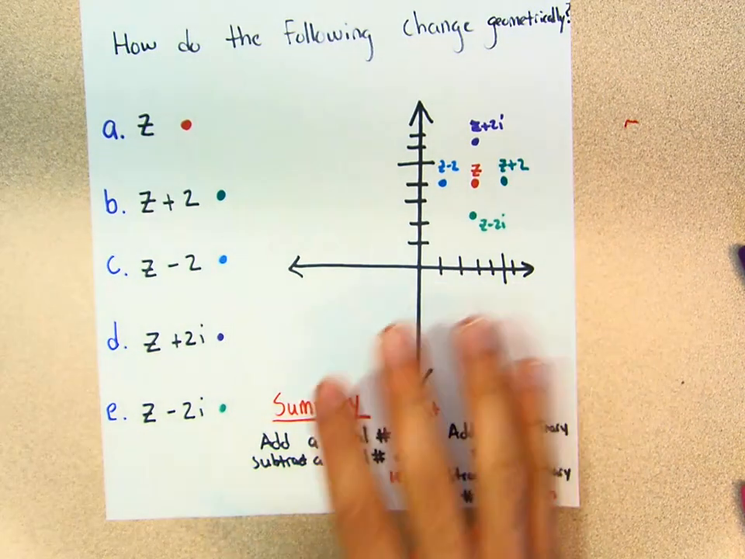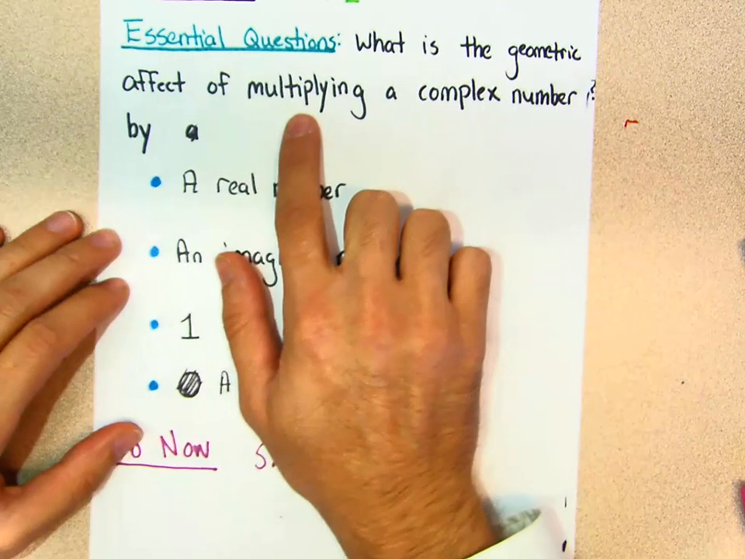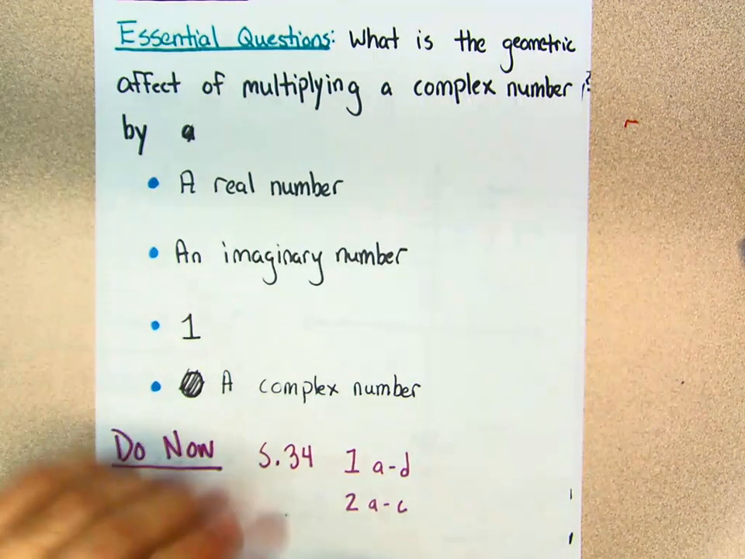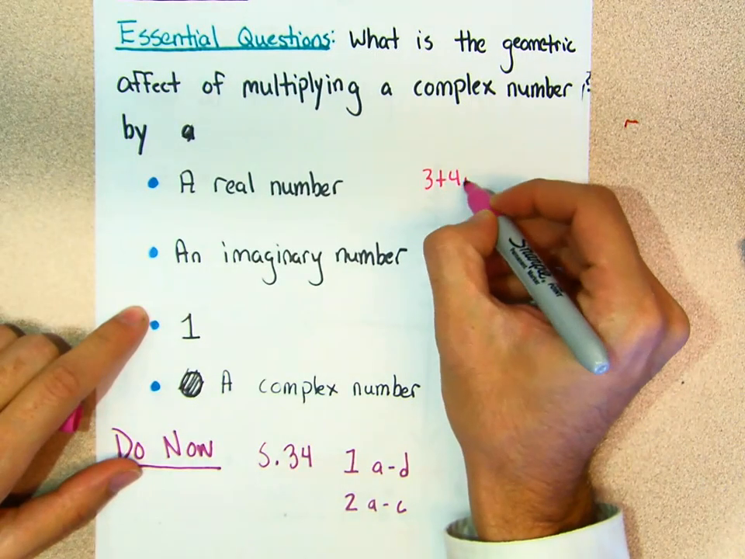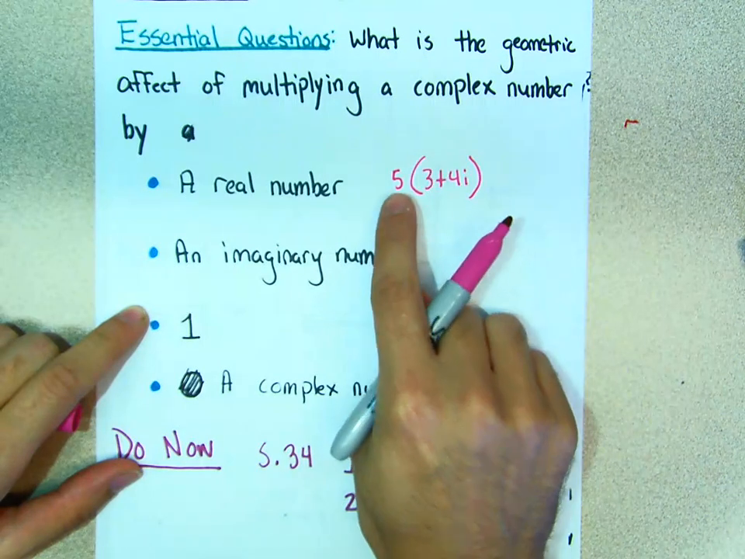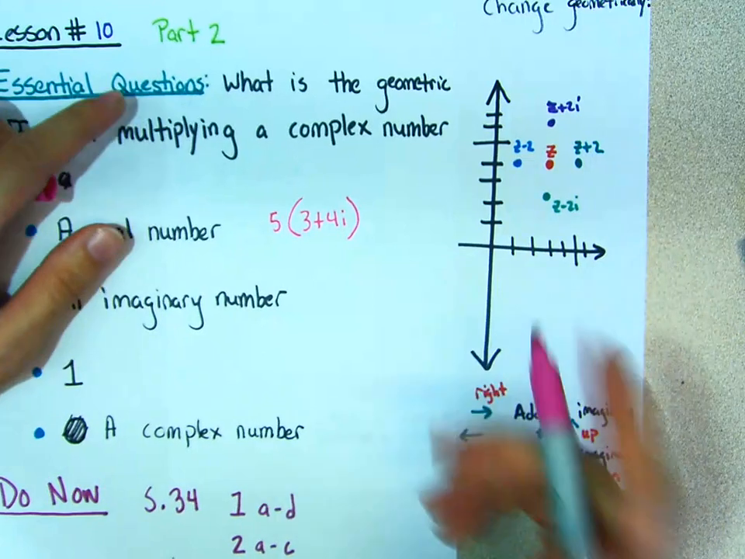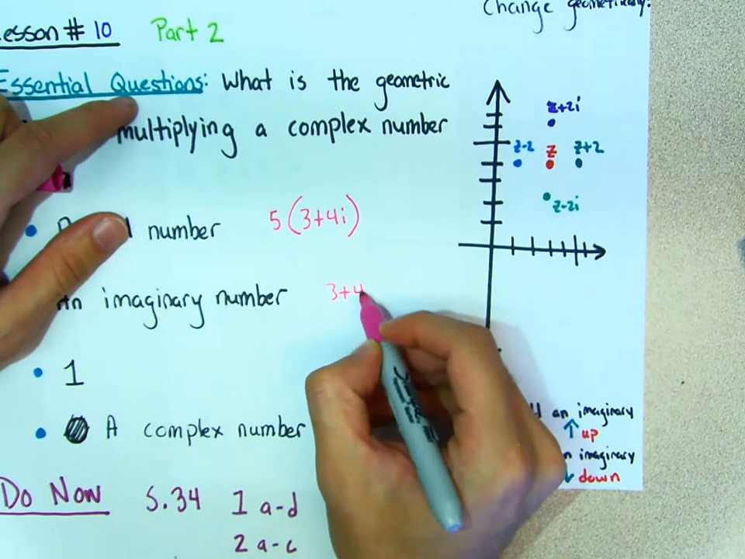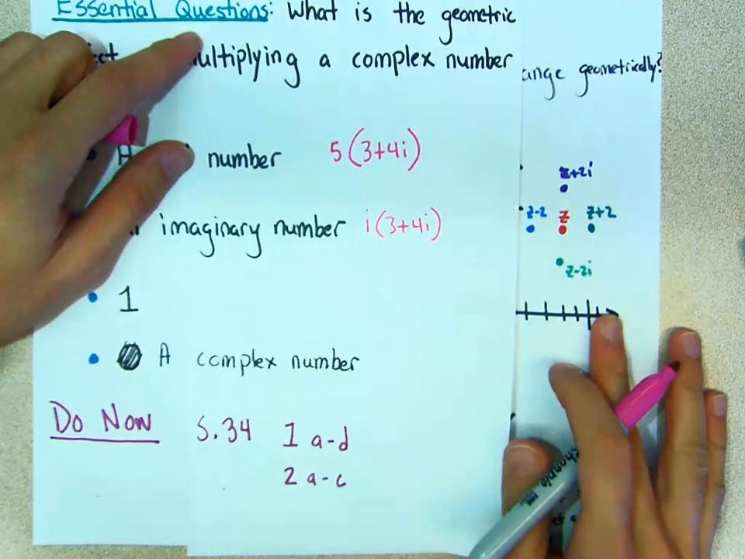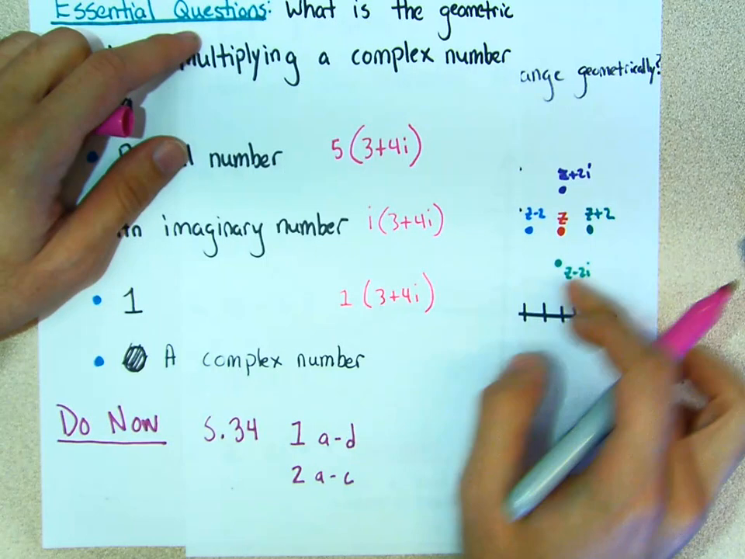So the goal for today is, what happens when we multiply? What is the geometric effect of multiplying a complex number by a real number? So if I have my favorite number 3 plus 4i, how does multiplying by a real number, I don't know, 5, how does it look geometrically on this plane? What if I take 3 plus 4i and I times it by i? What will happen geometrically? What happens when I just multiply by 1? 3 plus 4i. How does that look geometrically?